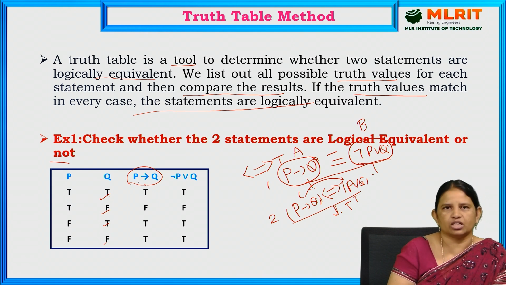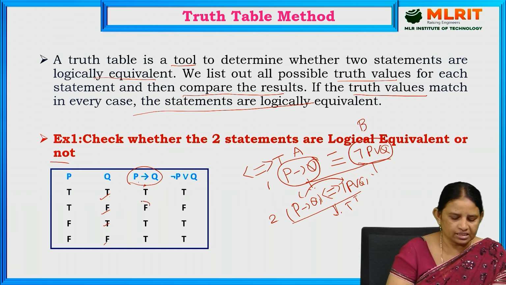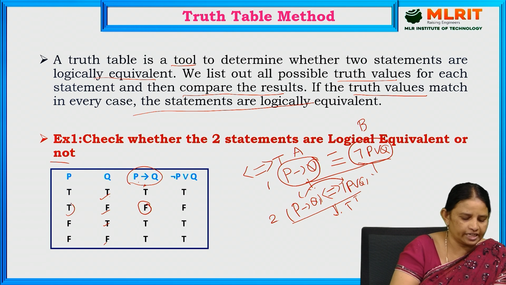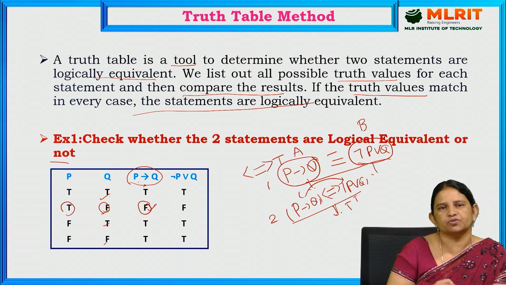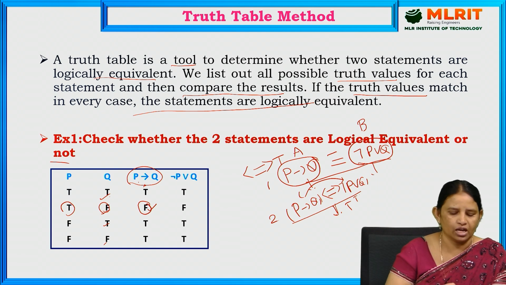P conditional Q returns false only if the first statement is true and the second statement is false. For the remaining cases, it returns a true value. The combinations are: true, false, true, true. That is the four combinations.